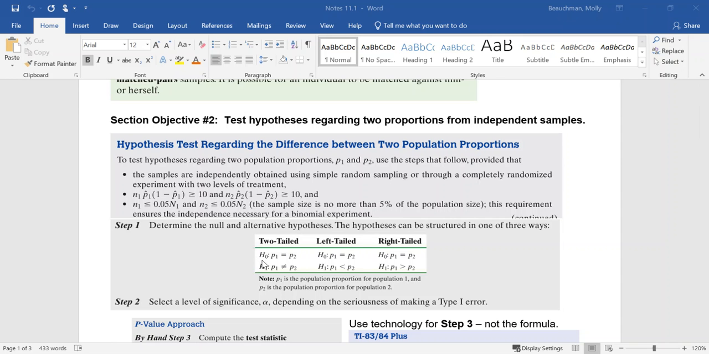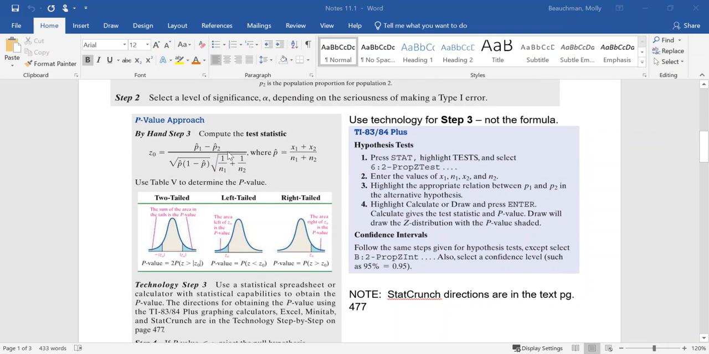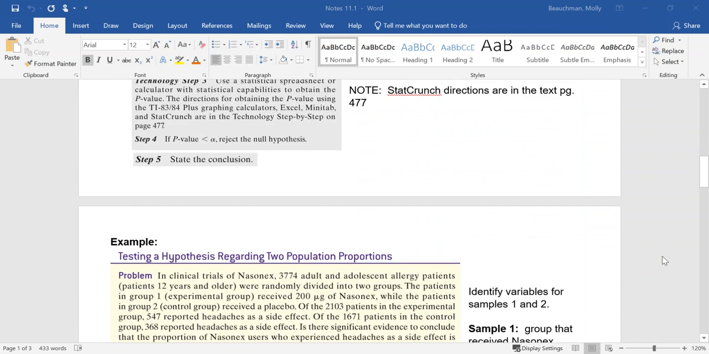Then we're going to determine the null and alternative hypotheses. Notice the null hypothesis this time is p1 is equal to p2, so we're seeing if the population proportions are equal to each other. The alternative is the same as in previous chapters: they're either not equal to, less than, or greater than. For the p-value approach, we're not going to calculate the test statistic by hand, but I included the formula if you want to take a look at it. We're going to use technology. Let's take a look at our example.